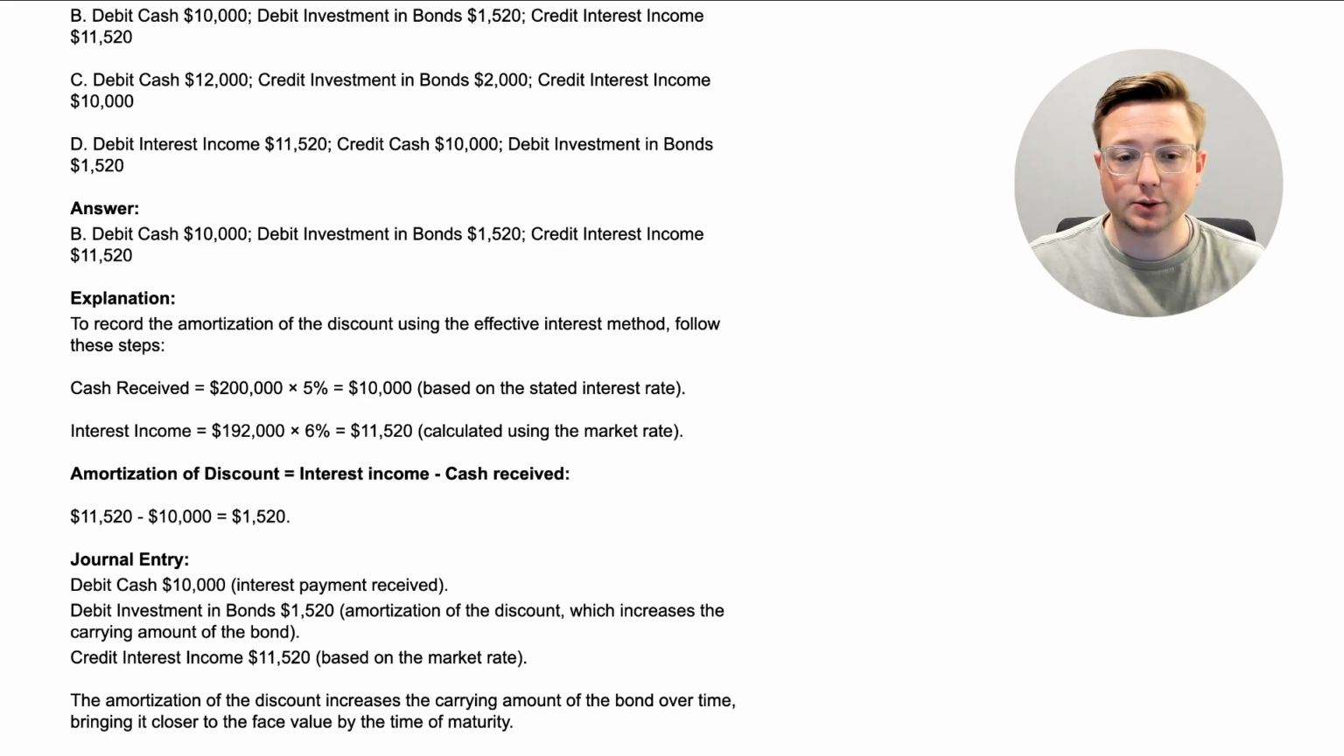All right, here we are. The answer is B. You would debit cash for $10,000. You would debit investment in bonds, $1,520, and you would credit interest income for $11,520. So again, this is a discount. It's different than a premium. So let's walk through this.